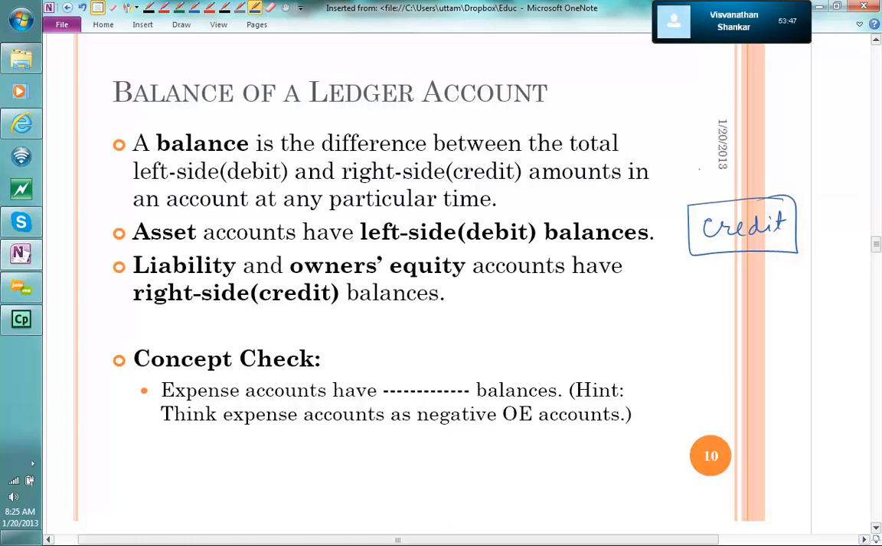Similarly, if you have a credit balance account and you do credit minus debit of all the entries, it will come out to be a positive number. So those accounts are known as credit balance accounts. Suppose you are writing a program, you need to know whether it is a credit balance or debit balance, and then fit it into the accounting equation. Sometimes you do credit minus debit, sometimes you do debit minus credit to know the balance of the account. Is this concept clear? So liability and owner's equity are credit balance accounts.